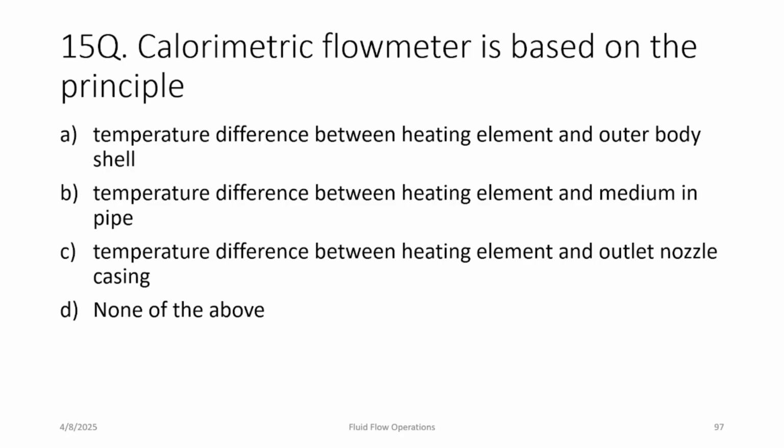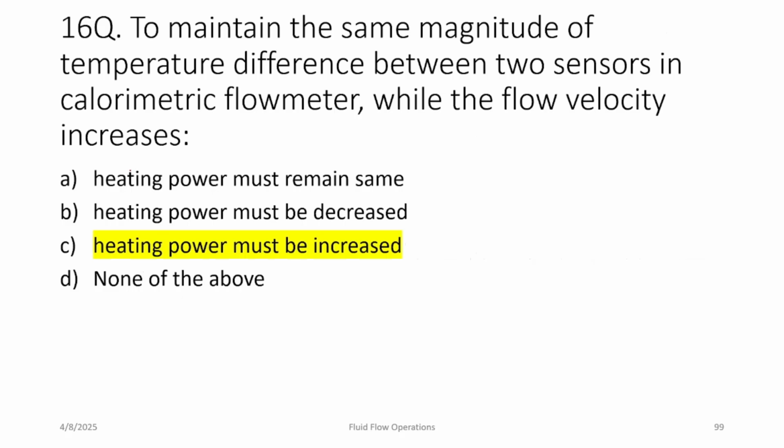So coming to the 15th question, a calorimetric flow meter is based on the principle of temperature. Option A, temperature difference between heating element and the outer body shell. Option B, temperature difference between heating element and the medium in the pipe. Option C, temperature difference between heating element and outer nozzle casing. Option D, none of the above. So a calorimetric flow meter works on the principle of temperature difference between heating element and medium in the pipe, right? Option B. Okay.